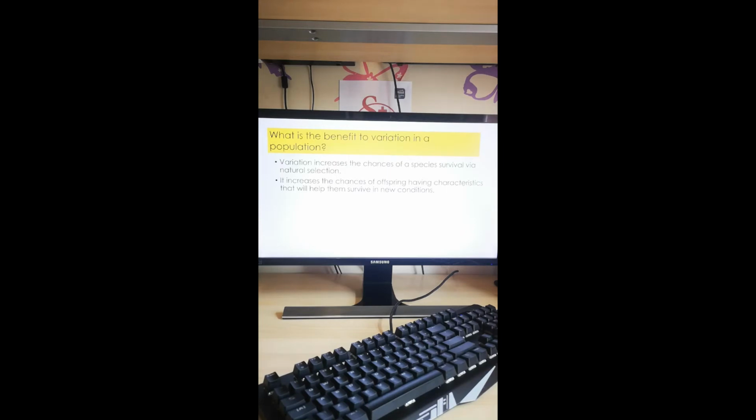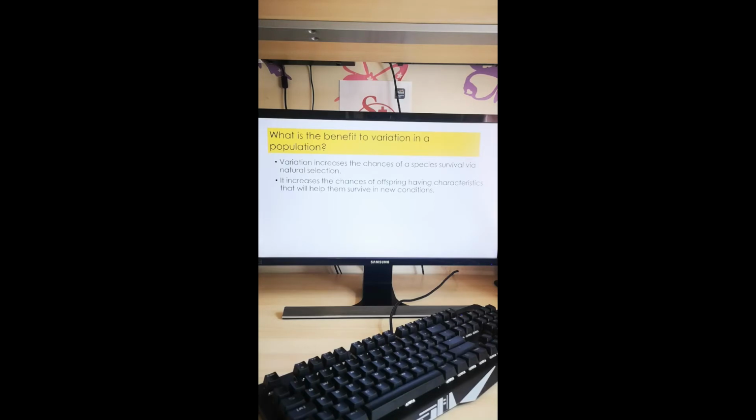Okay, so variation increases the chances of a species surviving via natural selection. It increases the chances of offspring having characteristics that will help them survive in new conditions. So if conditions change and we've got a big variety of different characteristics, we'll be much more likely to have characteristics that are favourable to that new environment. And that is, of course, what natural selection is all about. You can't have selection unless there is a variety to select from.